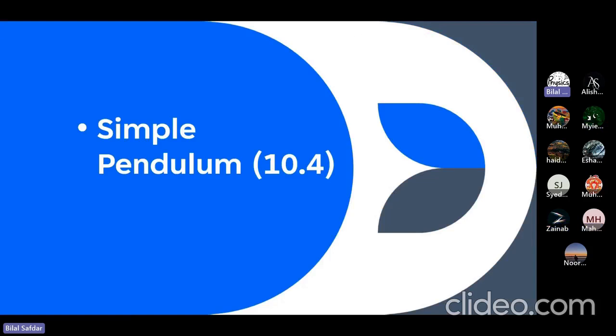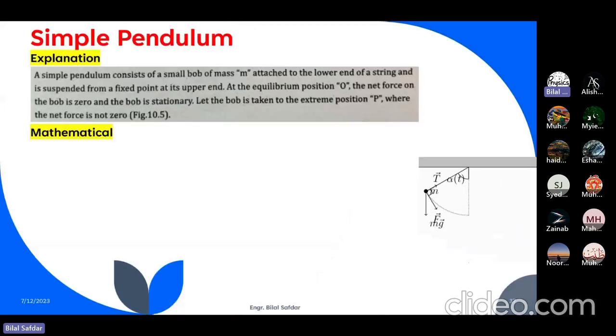Okay, now moving toward another example of simple harmonic motion, that is a simple pendulum. As we discussed before, a simple pendulum is also performing the same simple harmonic motion as the spring, but the spring does a horizontal motion, where an external force is applied on the spring and the restoring force is due to the spring. But in a simple pendulum, the restoring force is due to the weight.